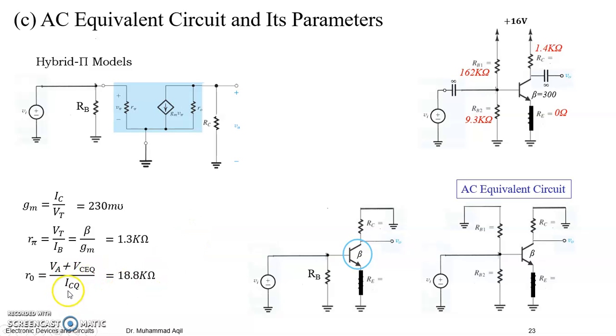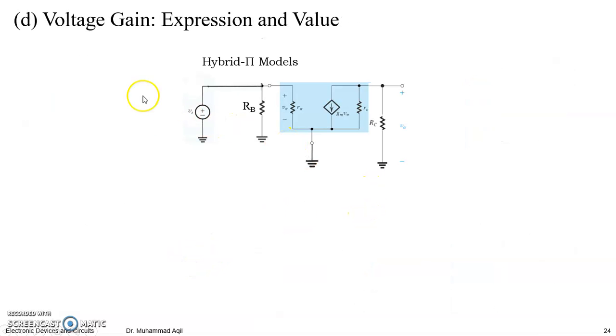R naught is Va plus Vcq by Icq. You have your Q point. You already have been given a value of Va. When we did this, we got 18.8 kilo ohm. It usually has high values, right? So now we have drawn the AC equivalent circuit. The C part of the given question is done.